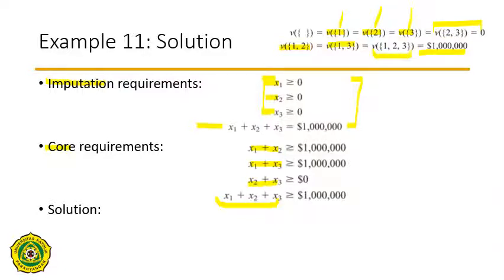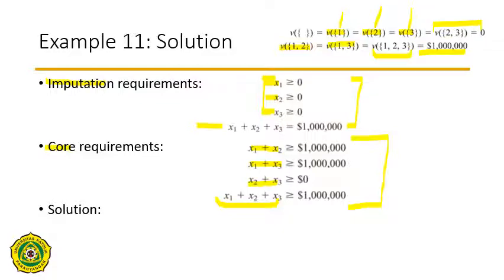So these are the constraints that x1, x2, x3 must satisfy such that that reward vector is in the core, such that that reward vector is undominated. Now let's solve all these constraints to obtain x1, x2, and x3.